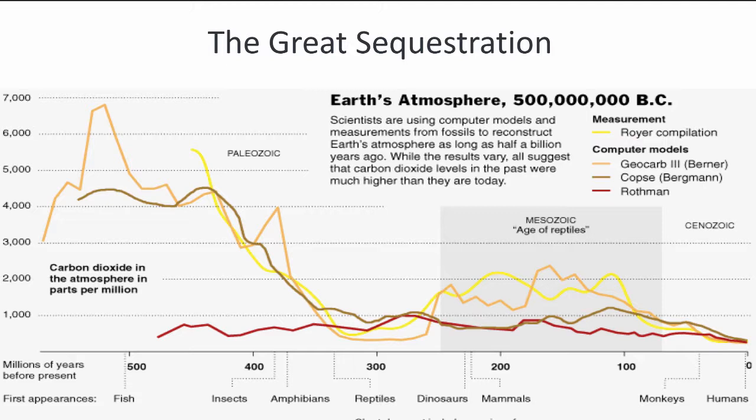And while these graphs are not smooth, there are wiggles up and down, you can see that the overall trend is what I like to call the Great Sequestration, and it's this gradual, over time, reducing the amount of CO2, taking CO2 out of the atmosphere and sequestering it away in the geosphere.